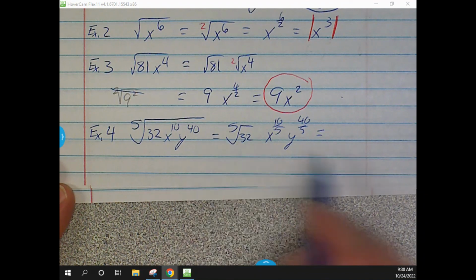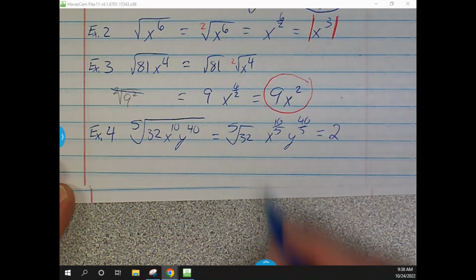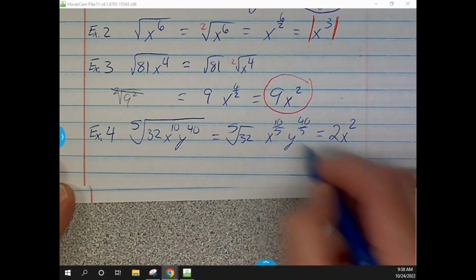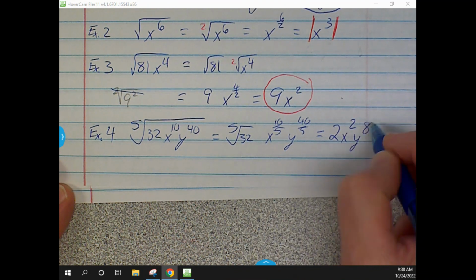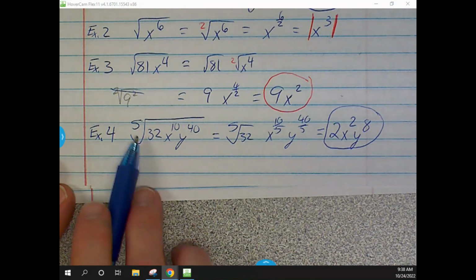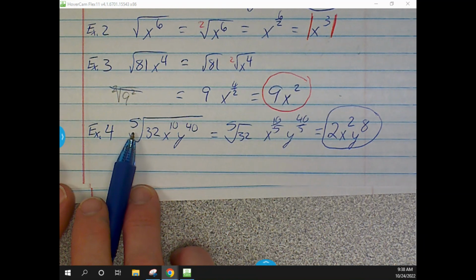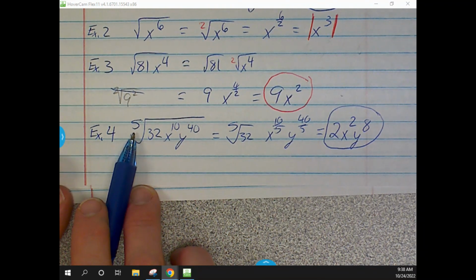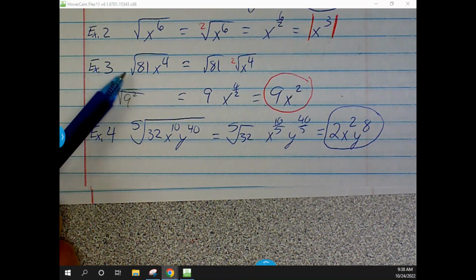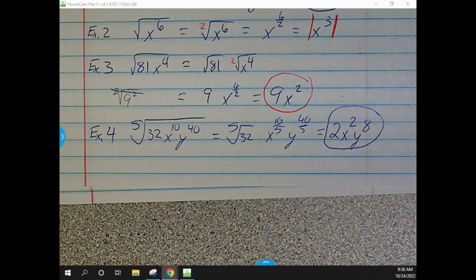Okay, again, the fifth root of 32, we know is 2. For the x, 10 divided by 5 is 2. 40 divided by 5 is 8. And again, no absolute values needed because it's an odd index to start with. So that's kind of the good news: if you get an odd index, you can go, oh, okay, I can relax. I don't have to worry about the absolute values. If it's an even index, that's when your radar's got to go up that there might be something weird or goofy with it.